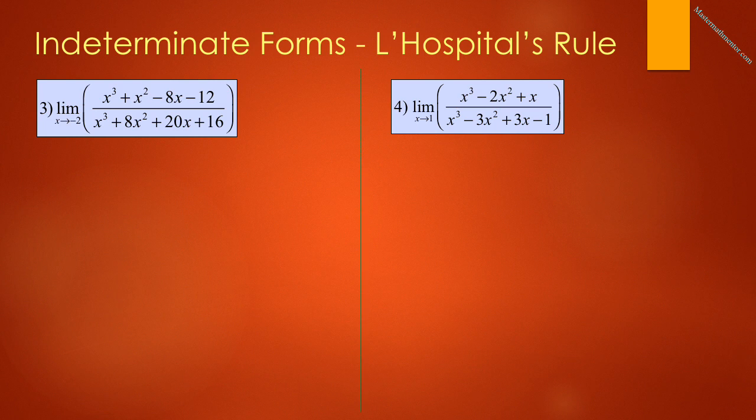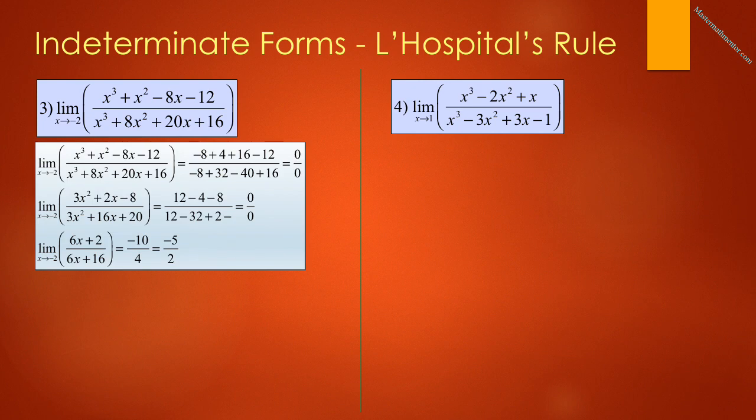L'Hospital's rule can be used repeatedly in problems. 3 and 4 illustrate that. Number 3 reads, the limit as x approaches negative 2 of x cubed plus x squared minus 8x minus 12 over x cubed plus 8x squared plus 20x plus 16. Plug in negative 2 and you get 0 over 0. So applying L'Hospital's rule, we get the limit as x approaches negative 2 of 3x squared plus 2x minus 8 over 3x squared plus 16x plus 20.